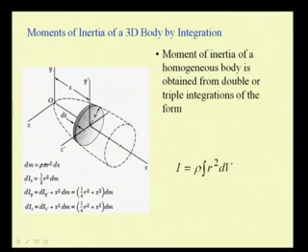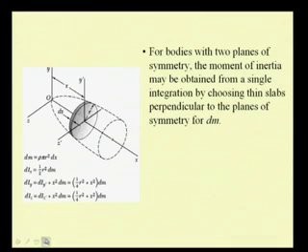So, we have these quantities dIx, which are nothing but the second moment of this mass with respect to the axis x, and the other two axes, that is y and z, are also defined in this way. Now, we can integrate these quantities to find the values.